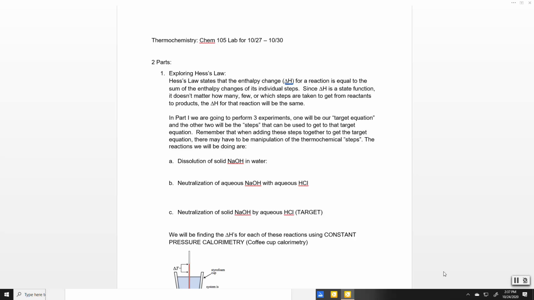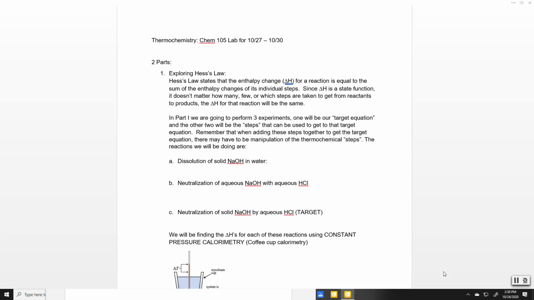So in part one, we're going to perform 3 experiments. One of them is going to be our target equation. If you look back at your videos, you'll notice that I tend to use 2 or 3 equations that we manipulate to get a target equation. So one we're going to be doing is actually our target equation. The other 2 are going to be steps that we'll have to manipulate to get to that target equation.